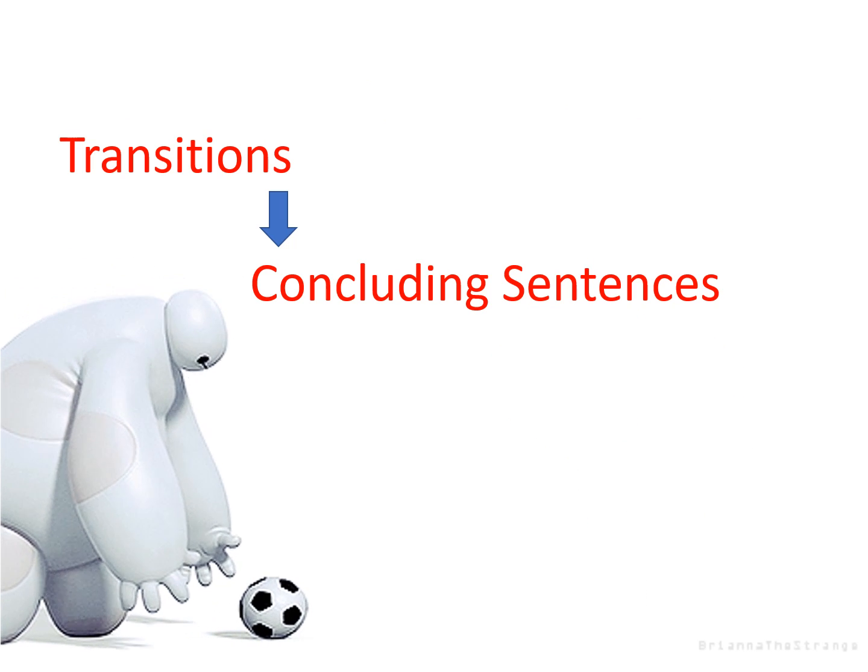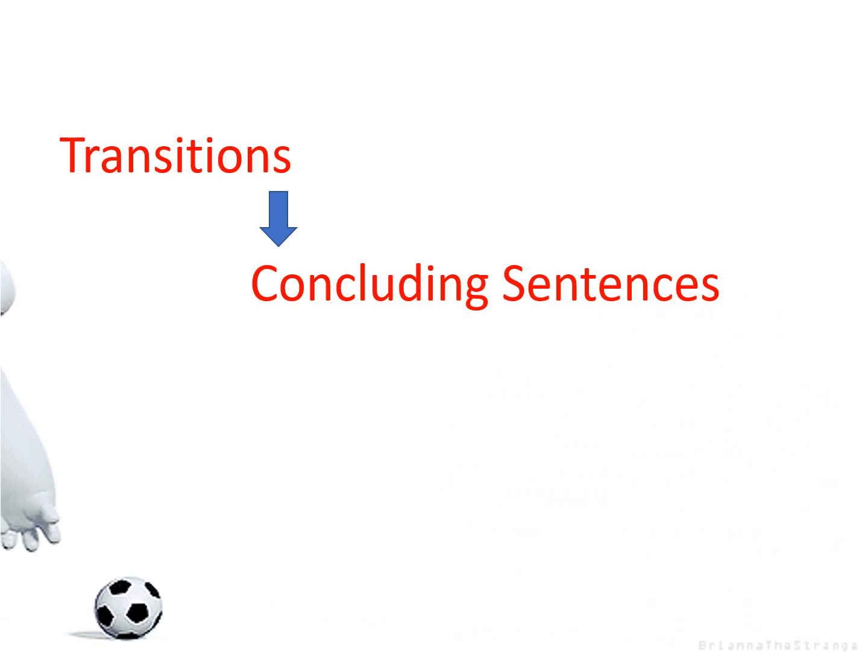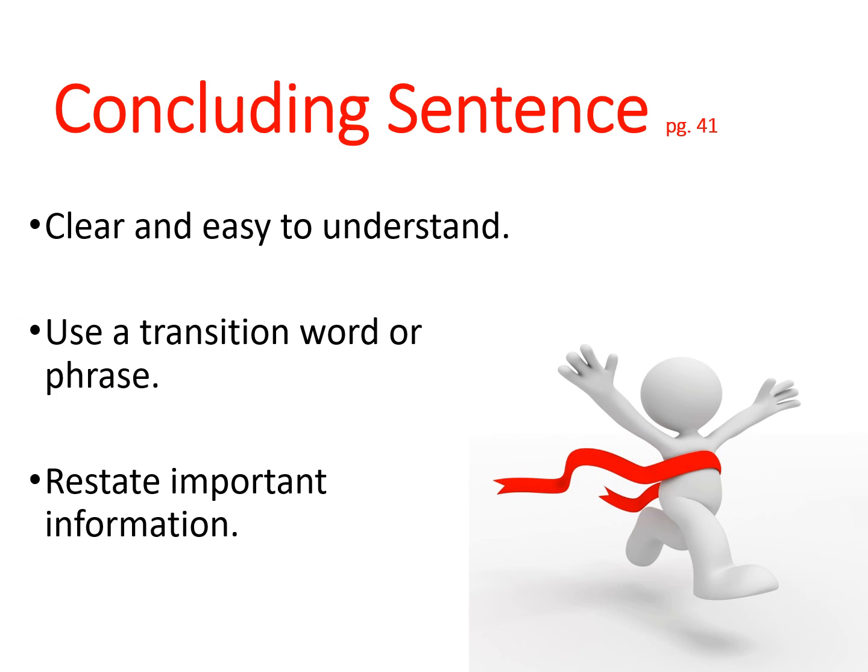Now that we have a basic idea of what a transition is, let's go ahead and look at concluding sentences. A concluding sentence is the last sentence in the paragraph. It should be clear and easy to understand. You should have some type of transition word or phrase to say something like, in conclusion. Then in the last sentence, you want to restate some important information, whether that is to restate the main topic again, or you can restate the three main points that you presented in your paragraph.